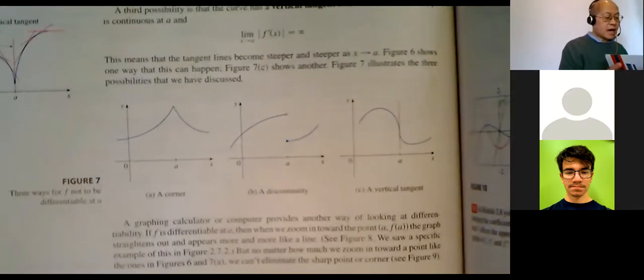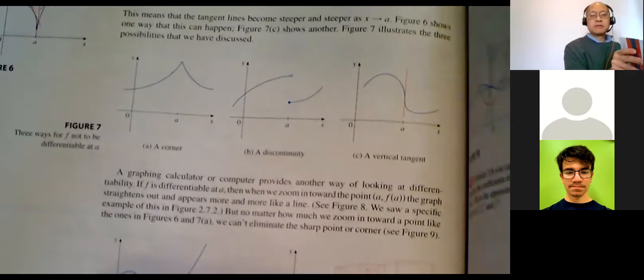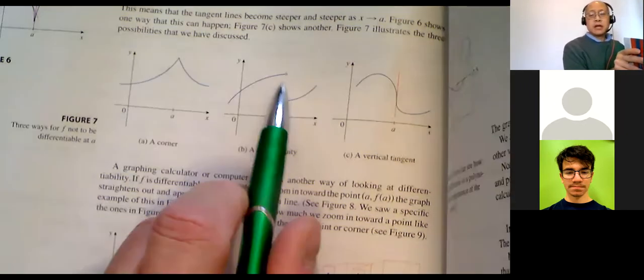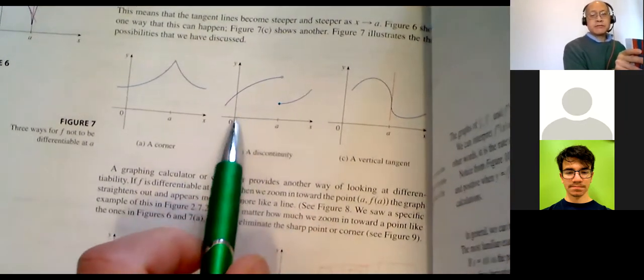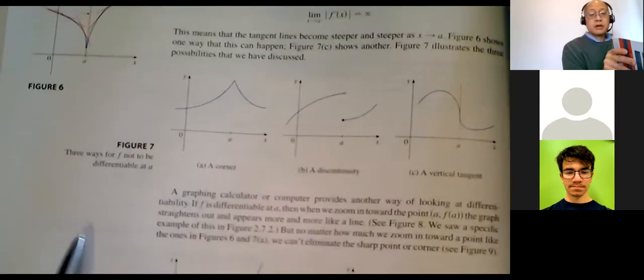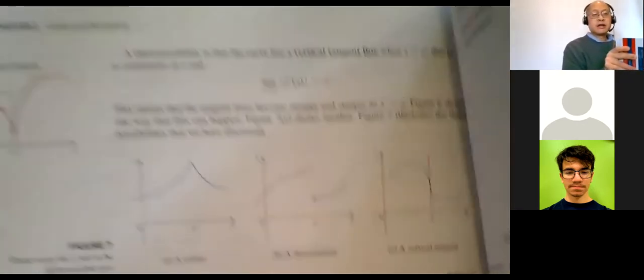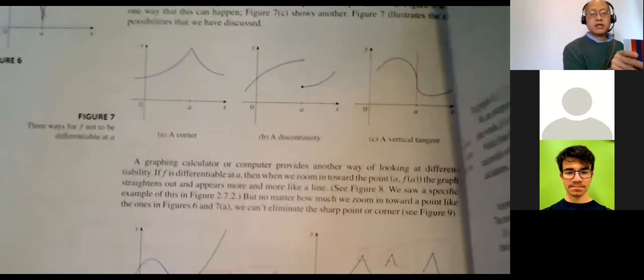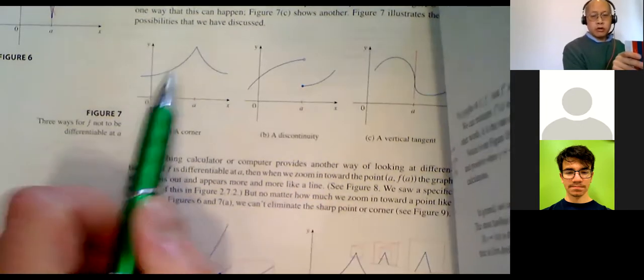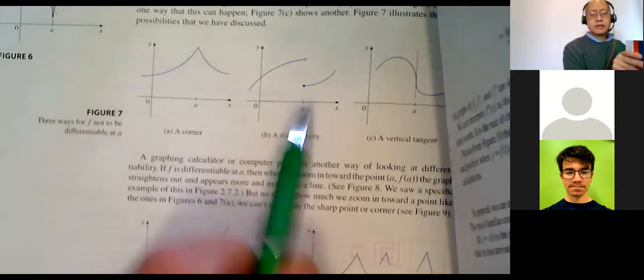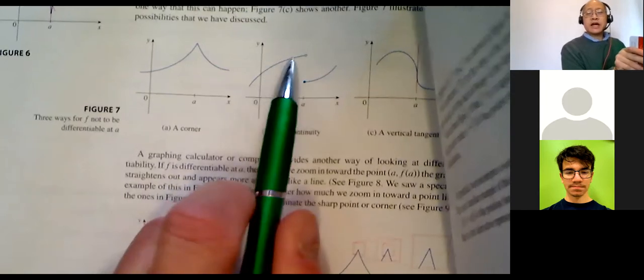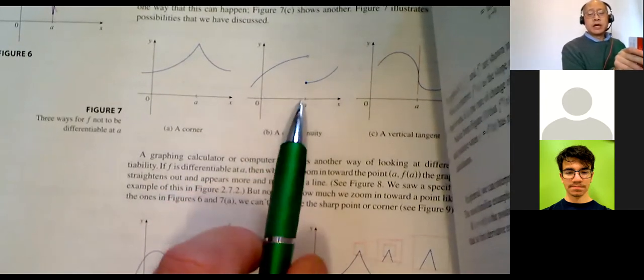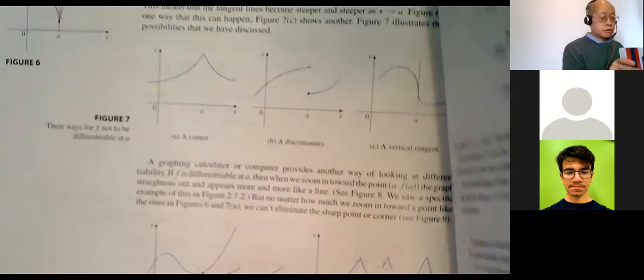Okay, if a function is not continuous, then obviously it's not differentiable either. Okay, so figure 7, page 158. How can a function fail to be differentiable? Okay, corner point. Discontinuity, it's not continuous. So if it's not continuous, it's automatically not differentiable.